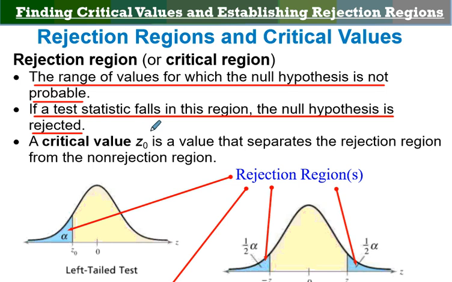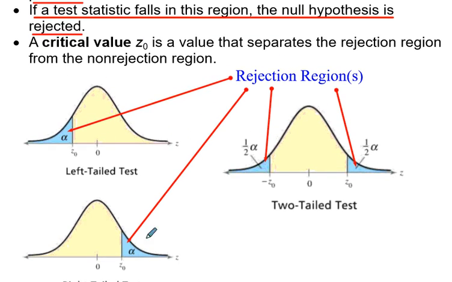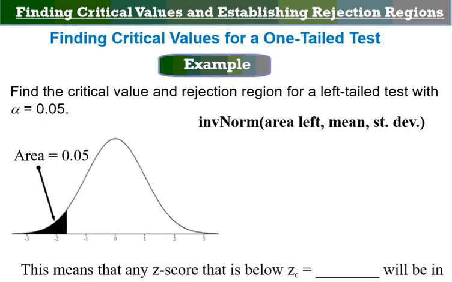The critical z-score, or z0, is a value that separates the rejection region from the non-rejection region. Essentially, the rejection regions are the ones where the probabilities are so small they are less than the significance level that we would be talking about. So what we need to do is find what those rejection regions are that typically occur, and those are going to be at the 5, 1, and 10% levels. So find the critical value and rejection regions for a left-tailed test with a significance level of 5%.